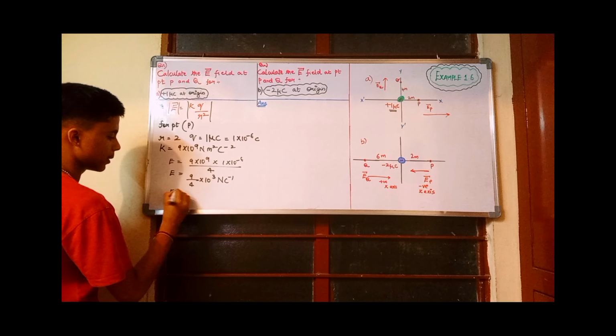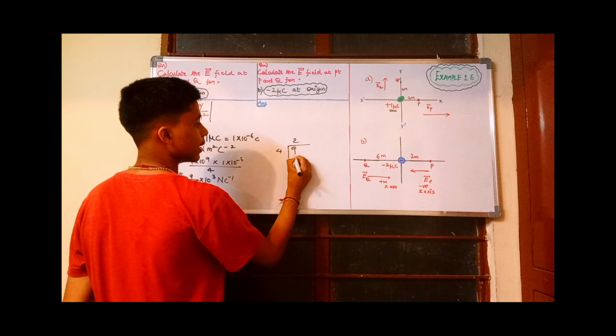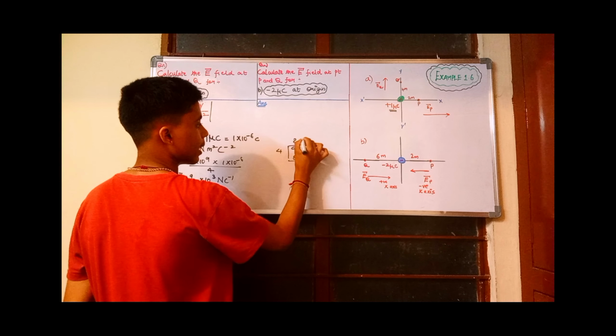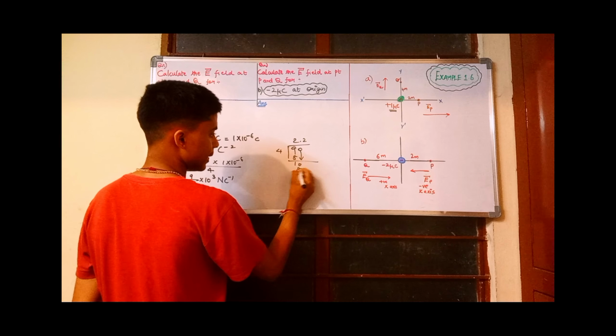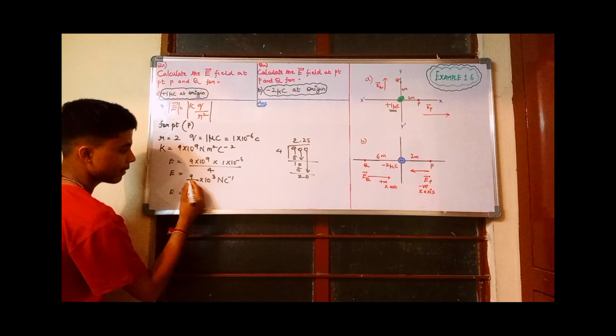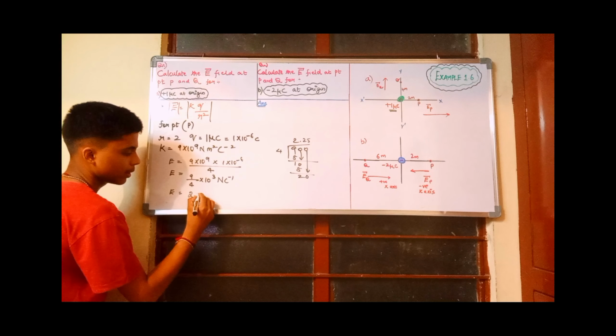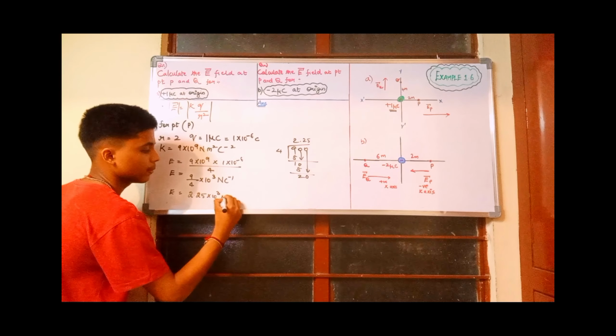So E is equal to 9 by 4. I'm going to divide 9 by 4. 2, 8, 1, 10. Again, put a point and take 0 here. 2, 8, 2, 20. I'm going to take another 0. 2.25. So when I divide 9 by 4, I'm getting 2.25 into 10 power 3 Newton coulomb power minus 1.